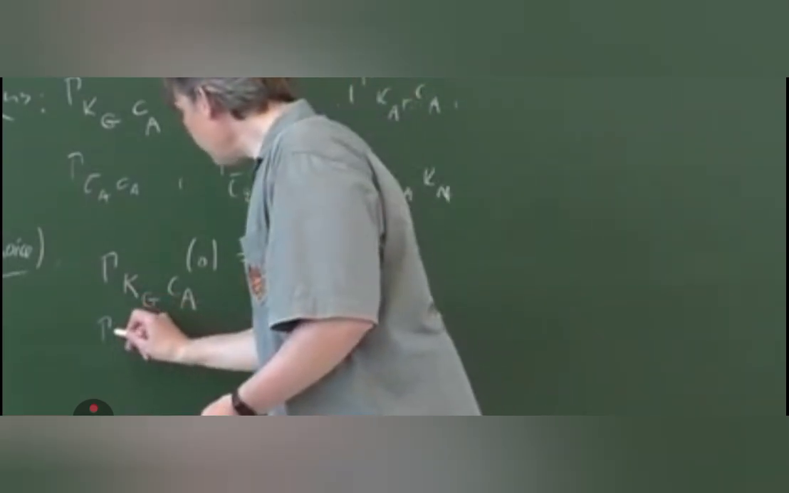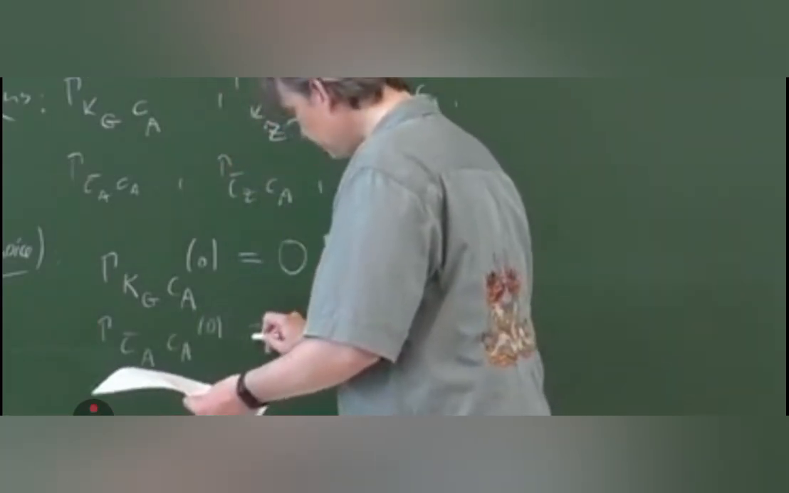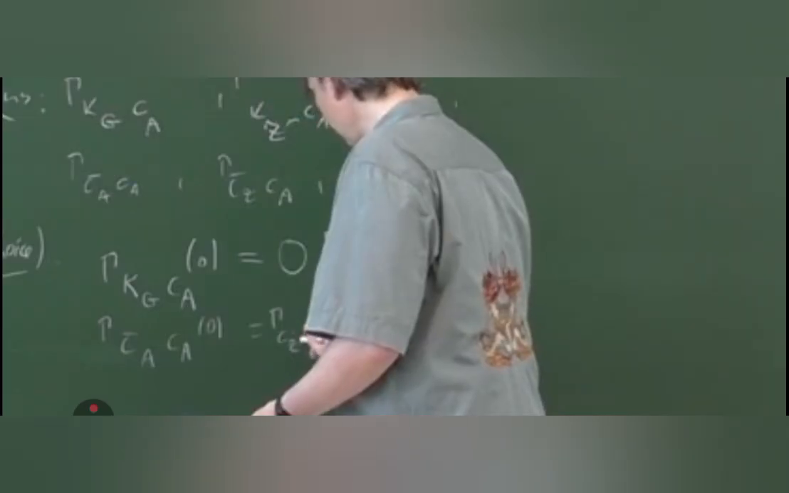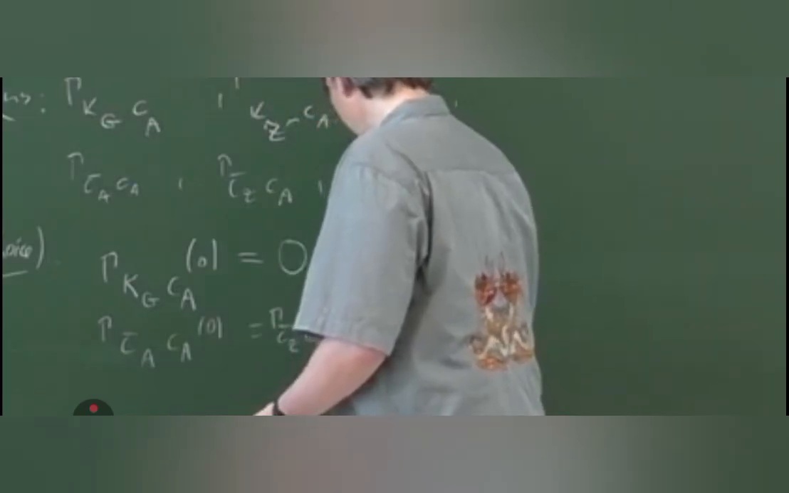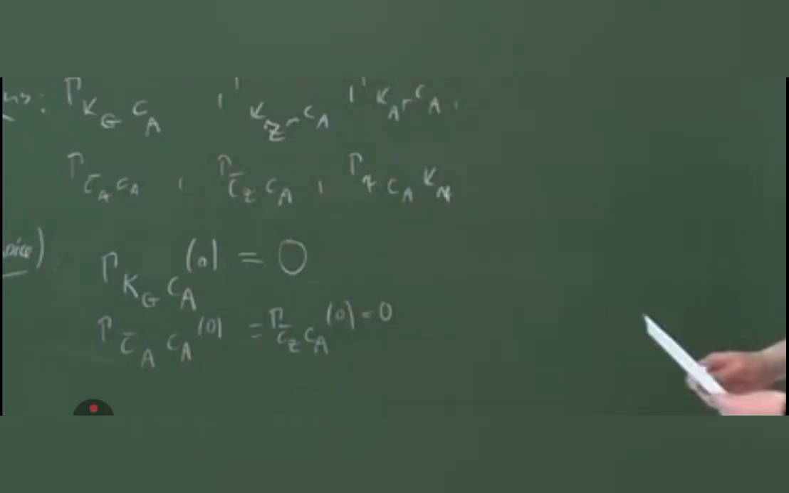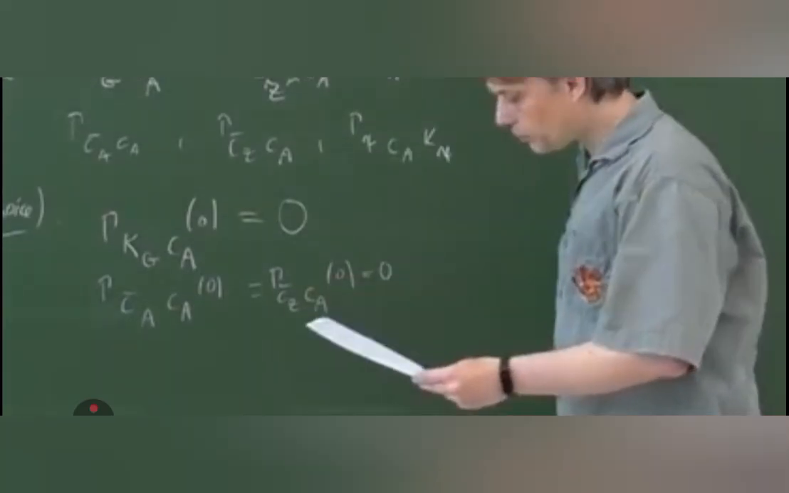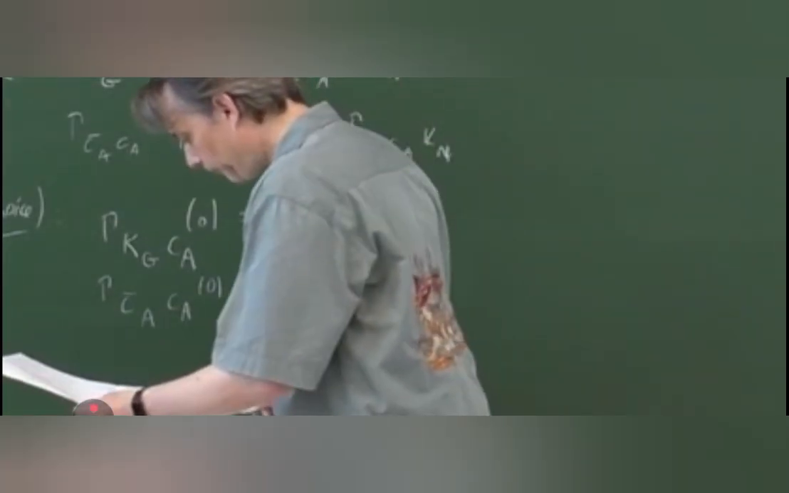Similarly, our ghost self-energies are of course zero. Here the on-shell condition is even simpler because all the ghosts are zero mass states. So therefore at zero momentum this is automatic. And similarly, and that is now important, this Green function here.